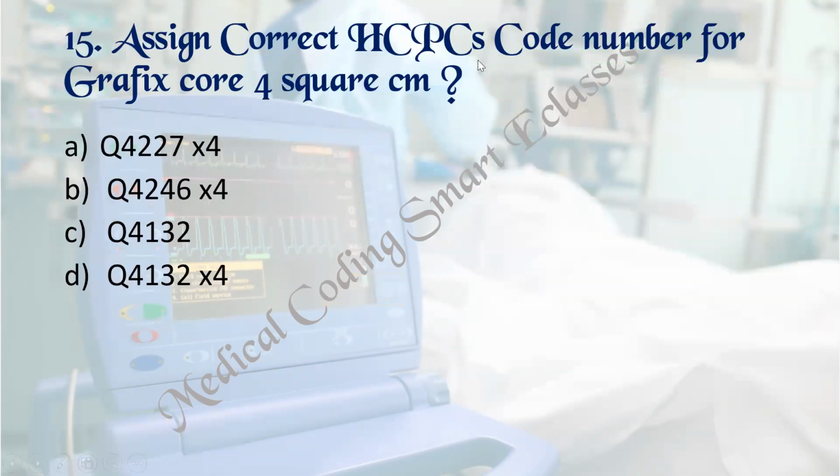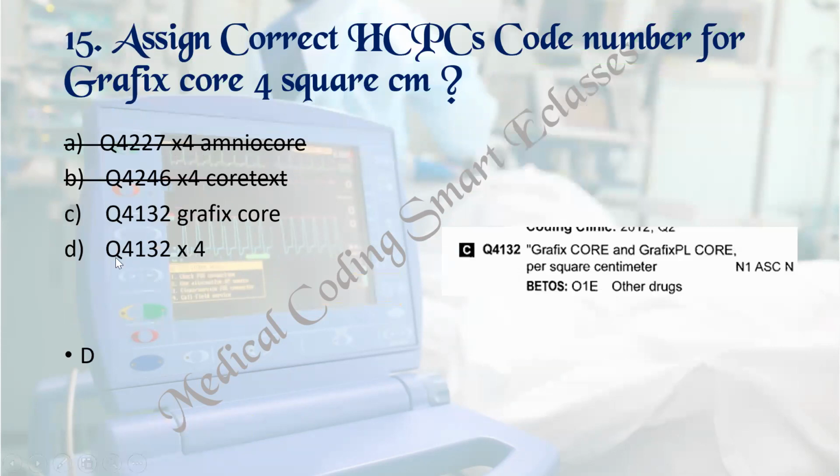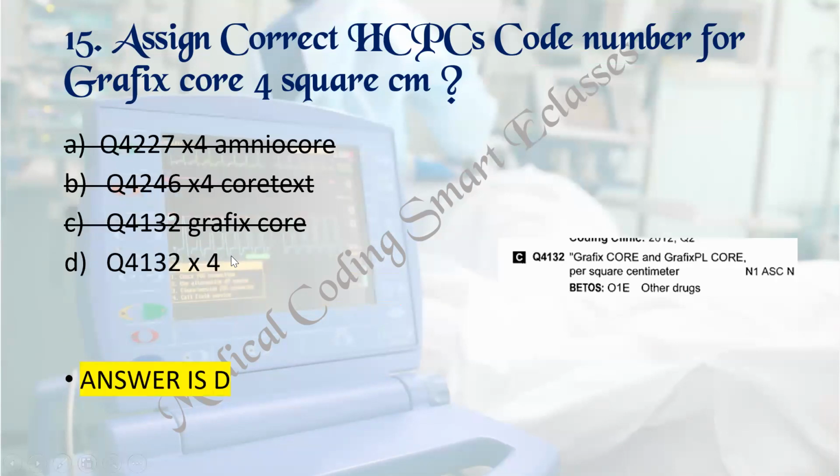Yes, and the correct HCPCS code number for graphic score 4 square centimeter. So the first option is amnioco, second is core text, third is graphic score. The question is graphic score. So we are removing the other two options, and C and D. Now we have to check one more thing: code graphic score, that is per square centimeter. Here how many square centimeter? It is 4. So the answer is option D.